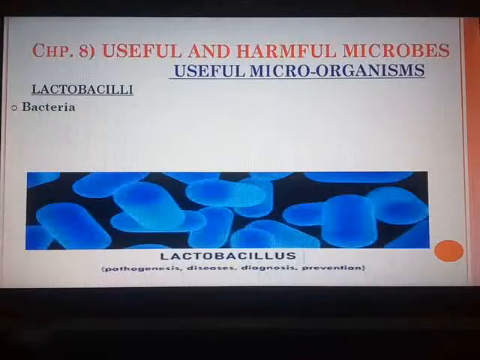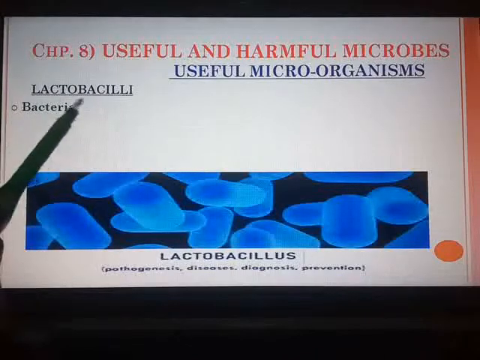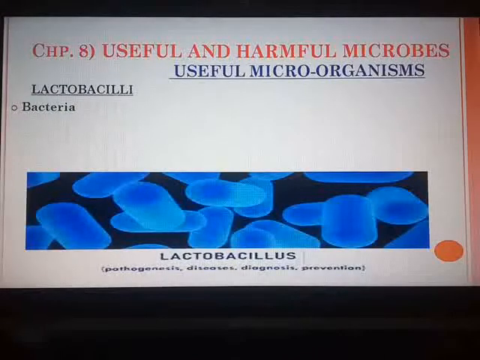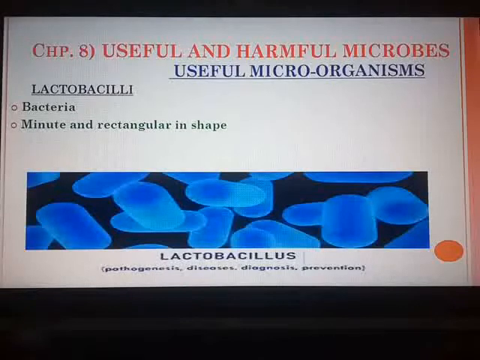They are minute in shape. So LACTOBACILLI is a bacteria, rectangular in shape and minute in size. They are anaerobic bacteria. Anaerobic means they can produce energy without the use of oxygen. In the absence of oxygen, they can be helpful in the production of energy.